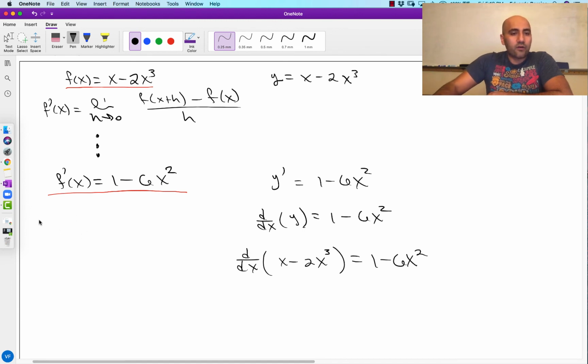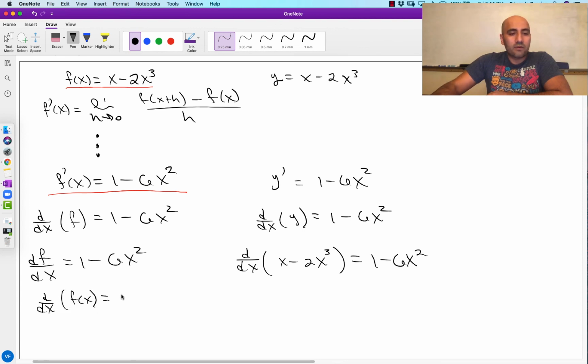Going back over here, we can also say d dx of f equals 1 minus 6x squared. We can also say df dx equals 1 minus 6x squared. We could also say d dx of f of x equals 1 minus 6x squared. And then, of course, we can replace the f of x with the actual function, which would bring it back to this style of notation. At any rate, all of these are ways to represent the derivative of our function. And these were all the first derivative. So now we can say the second derivative.